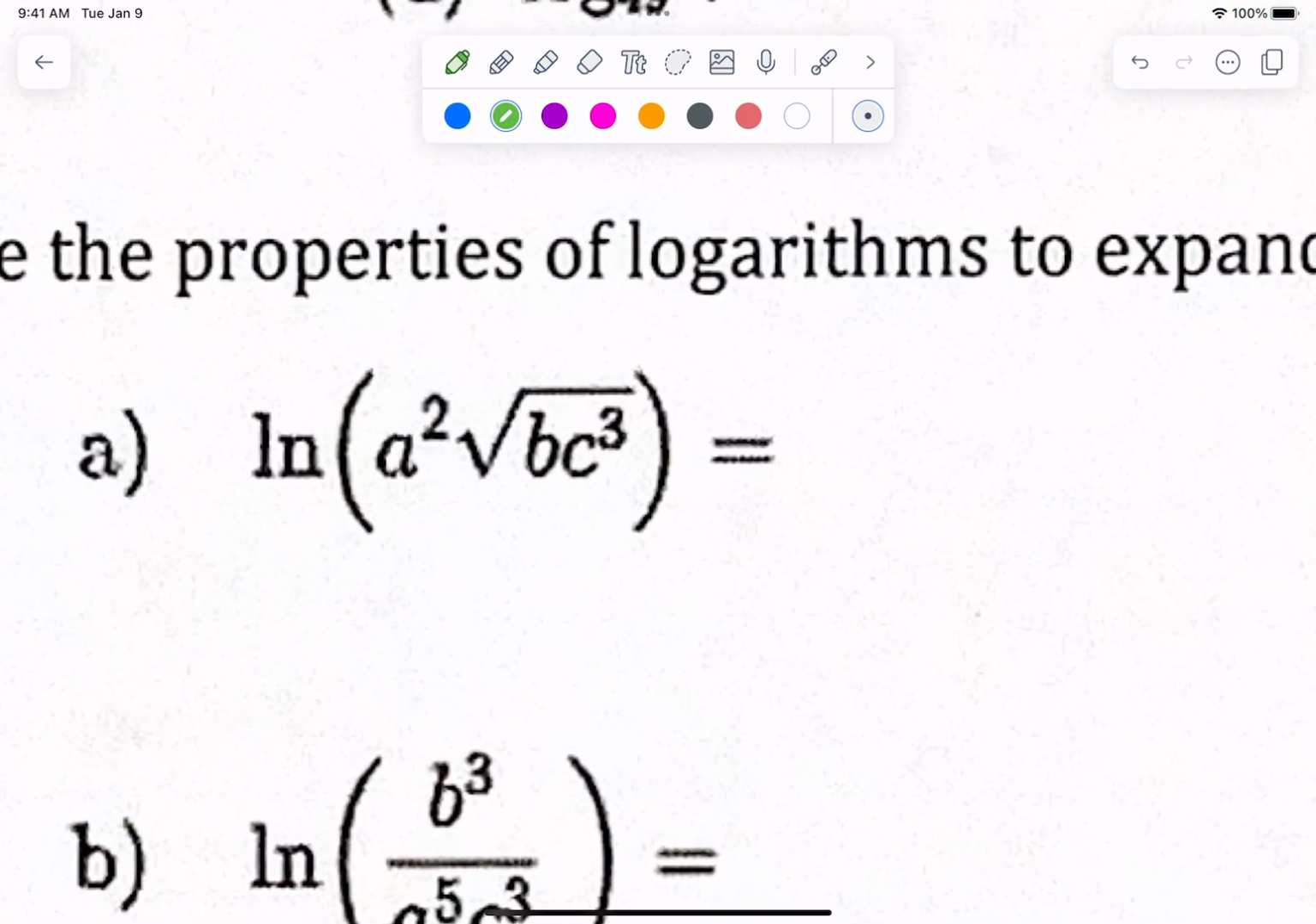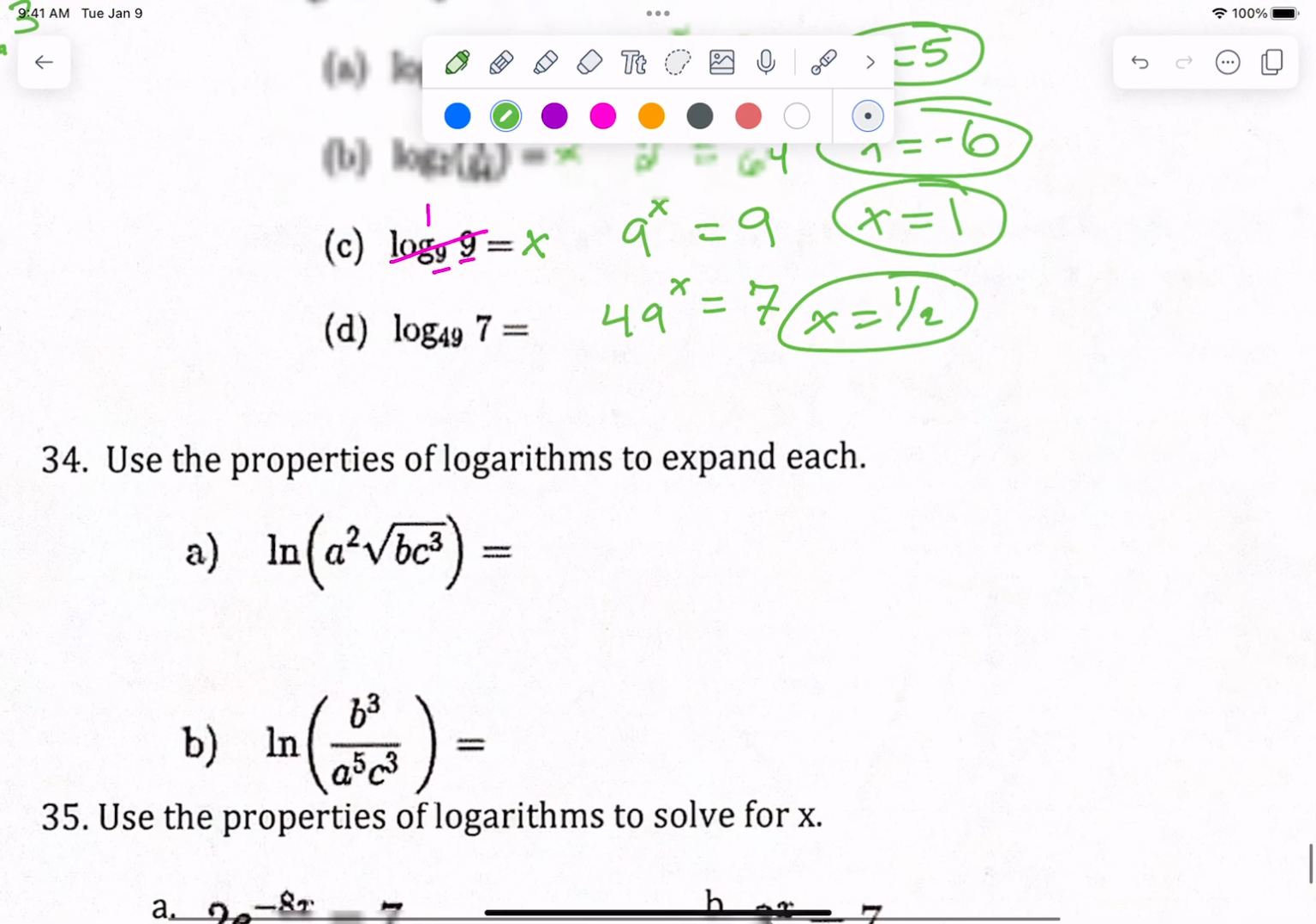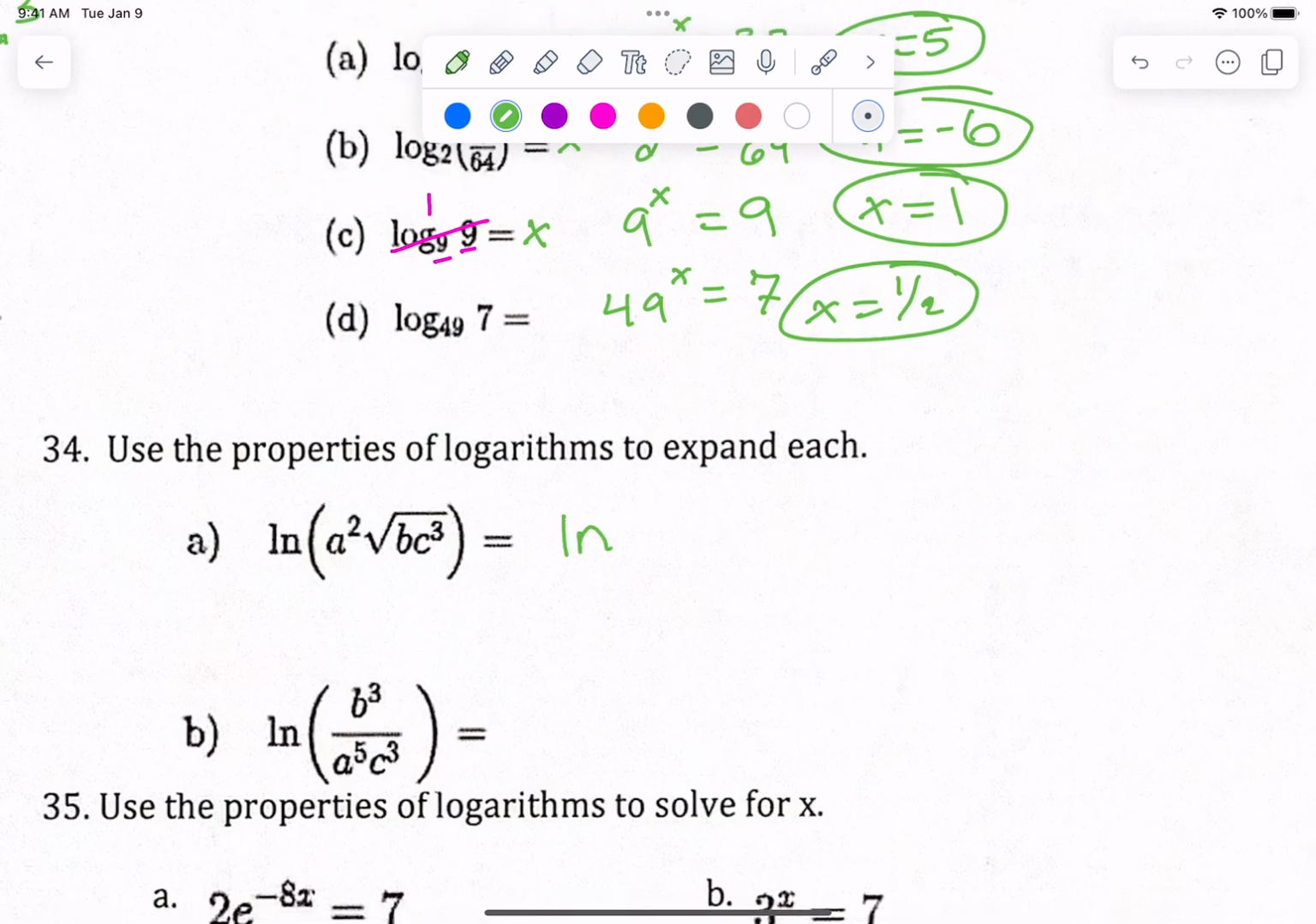Here we're expanding. How many variables do you have? 3. So we're going to have 3 ln's. We have ln of something, ln of something squared, and ln of something. A goes here, but instead of having A squared, he's going to have a 2 in front, right? You see that? A squared.